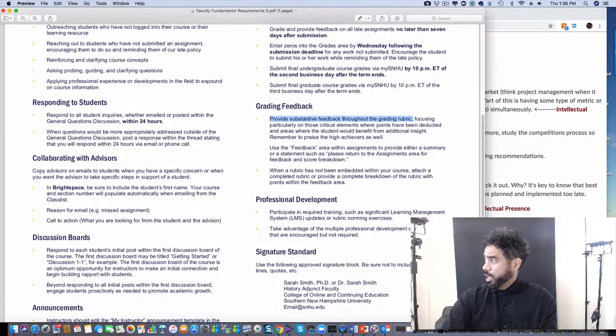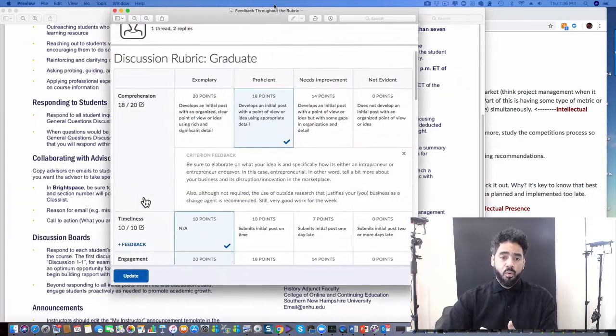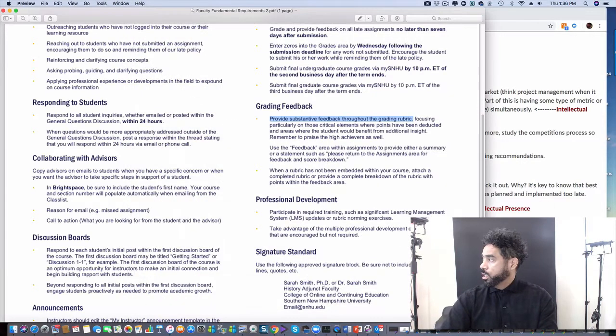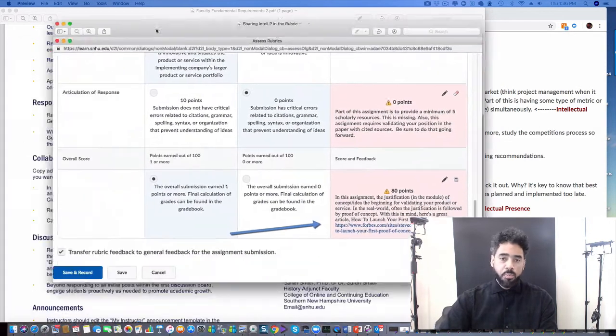Okay? Here's another one. Well, here's an example of what it's like to provide feedback throughout the rubric. Just an example, the student got proficient, and feedback was provided to them on why they got proficient and how to improve. Here's another, this one in particular.